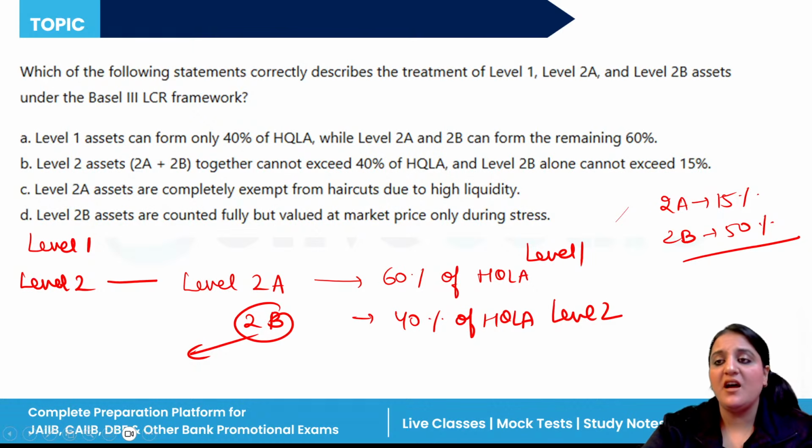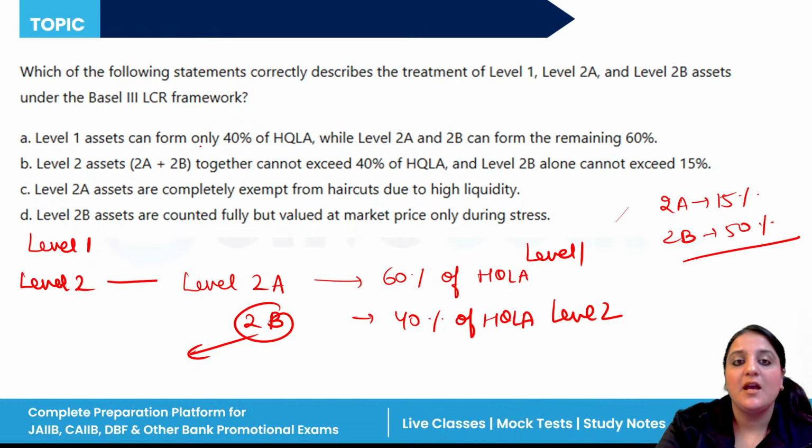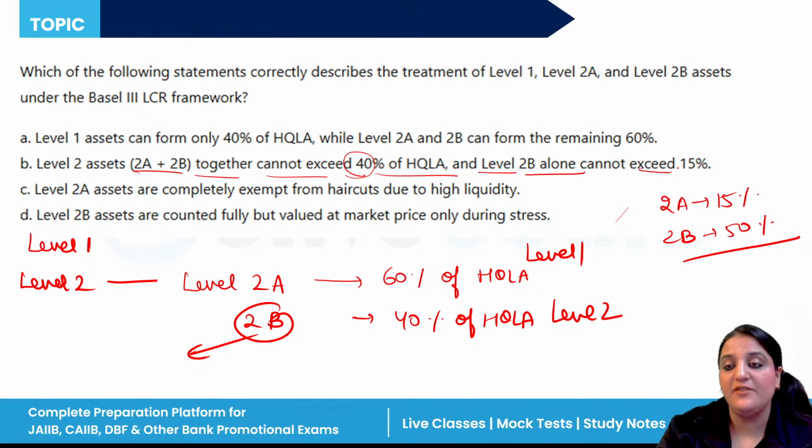So which one is the correct answer here? Option B is correct. That is saying level 2 assets, 2A plus 2B, together can't exceed 40% of HQLA. Level 2B can't exceed 15% of HQLA. So option B is correct here. Okay.